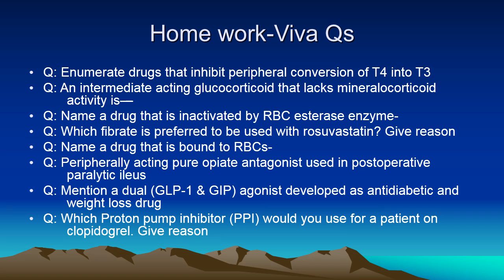Peripherally acting pure opiate antagonist used in postoperative paralytic ileus. It is peripherally acting. Mention a dual GLP-1 and GIP agonist developed as an anti-diabetic drug but now also promoted as a weight loss agent in obesity. Which proton pump inhibitor would you use for a patient on clopidogrel? Give reasons. I am not giving answers to these queries.